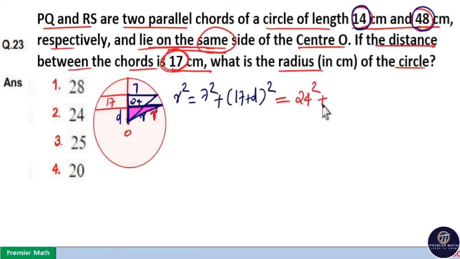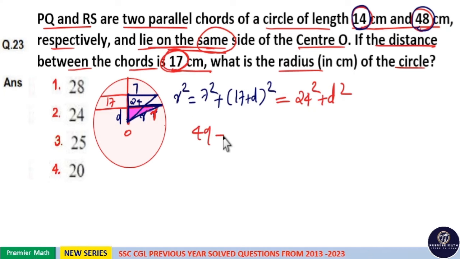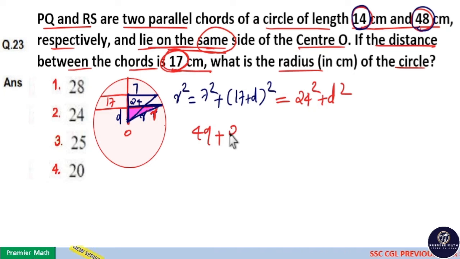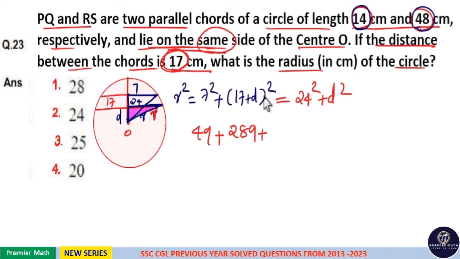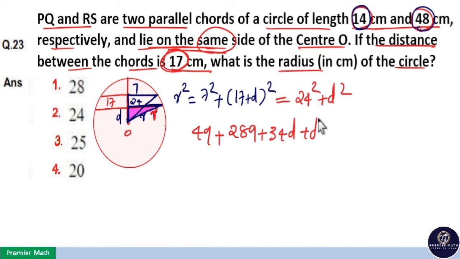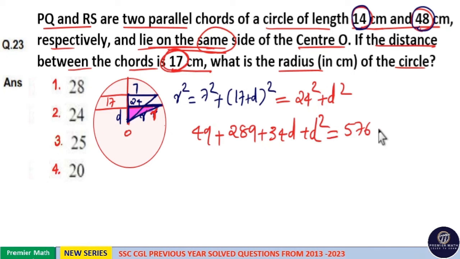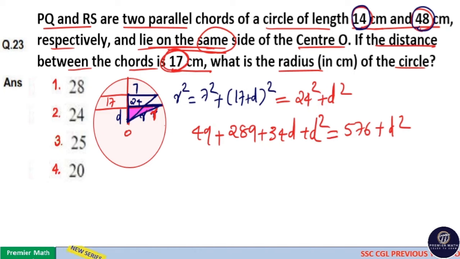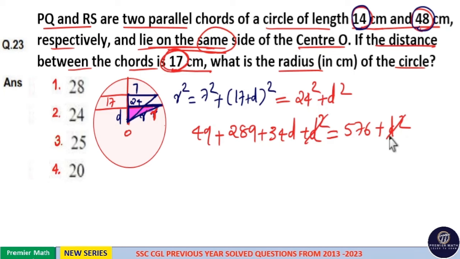24 square plus D square. Now we can equate these. R square, that is 7 square is 49, plus 17 square is 289, plus 2 into 17 is 34. So 34 into D is 34D, plus D square, which is equal to 24 square is 576 plus D square. Now cancel D square and D square.